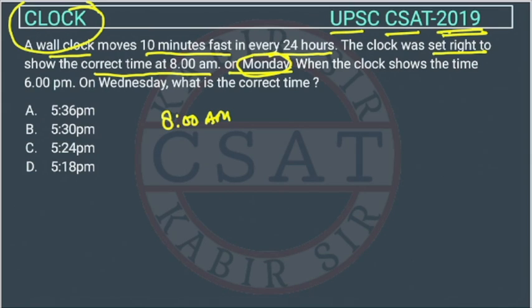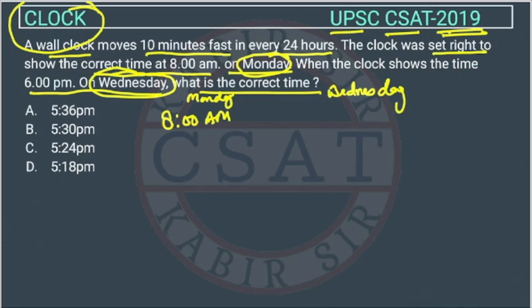When the clock shows the time 6 p.m. on Wednesday, what is the correct time? Normally when we solve this question, we miss this information that we are setting this clock right on Monday and the examiner is asking about Wednesday 6 p.m.